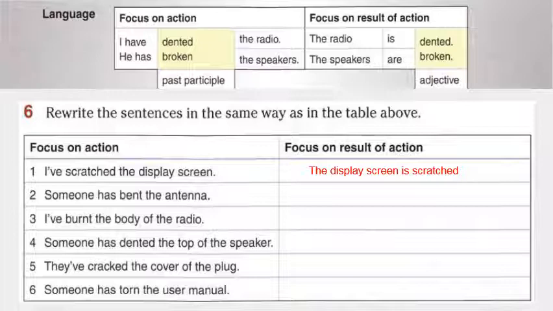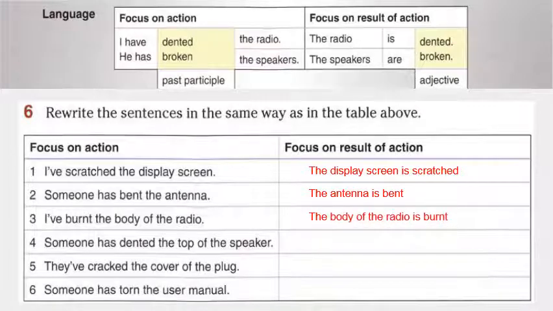Number 2, someone has pinned the antenna. How can we answer about this? The antenna is pinned. Then, I have burned the body of the radio. Here I focus on the action. Okay? What about the result? The body of the radio is burned.